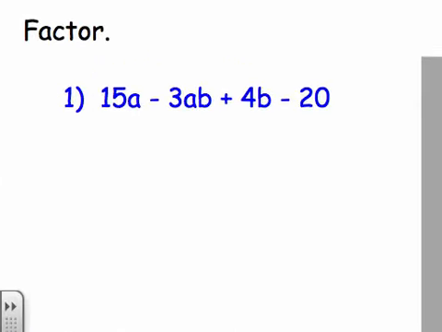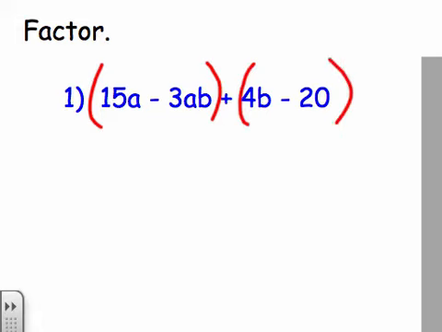All right, we have 15a minus 3ab plus 4b minus 20. Okay, and when you group, you can always move around terms to do the grouping. For example, if I wanted to group the b's together, I can switch those around so I can group them. But I'm just going to go ahead and group my first ones because I can pull out a 3a out of those. And I'll group my second ones because I can pull out a 4.